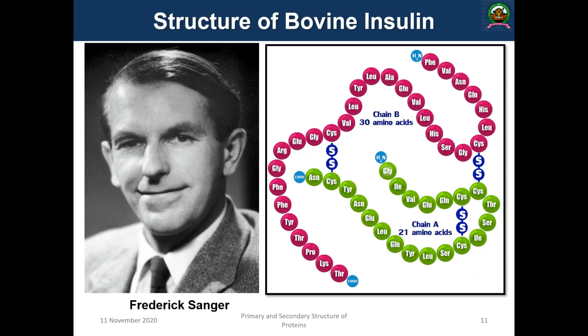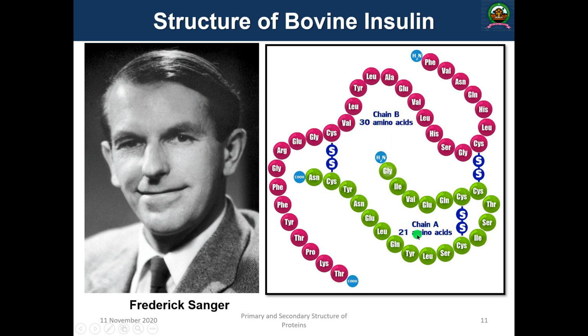And there is a great study conducted on the primary structure of the protein. This particular idea was first proposed by Dr. Frederick Sanger when he was just a very young scientist, and he studied bovine insulin. You know that insulin has two chains, chain A and chain B.